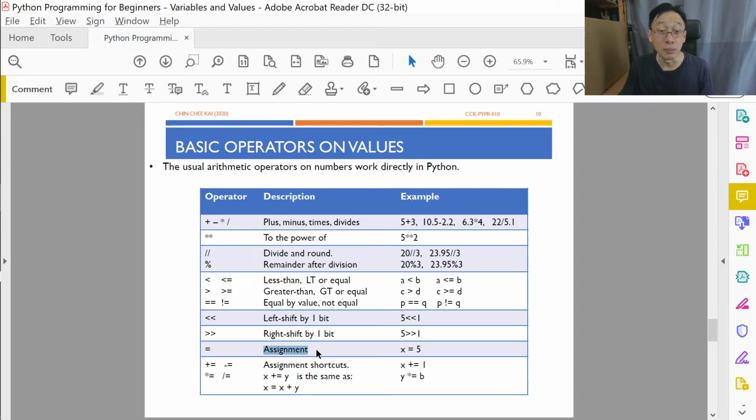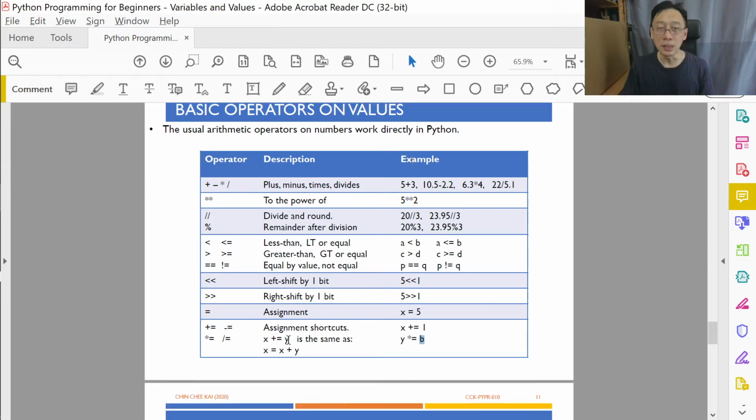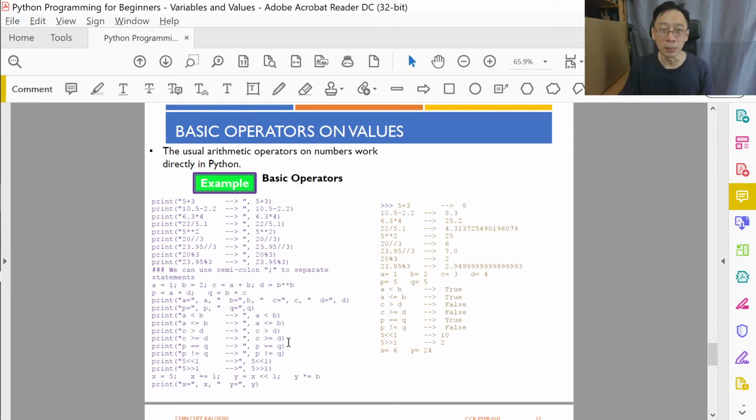Assignment, we have seen it many times, and this is a short form for assignment with an increment. So x plus equals 1 just means x equals x plus whatever is on the right side. Same thing here. y times equals b just means y equals y times b. The right side can be another variable. That's fine. So we have seen these, and let's look at some quick examples.